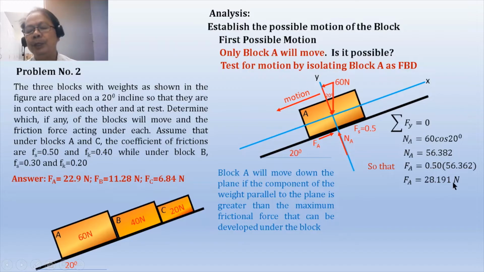So what shall we do with this? Kinakailangan mai-compare natin ito dito sa component ng weight na parallel to the plane at malaman natin kung ito baga ay kayang pigilan yung pag-slide ng block A.